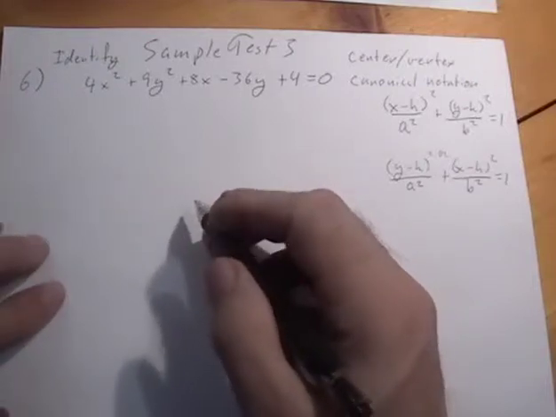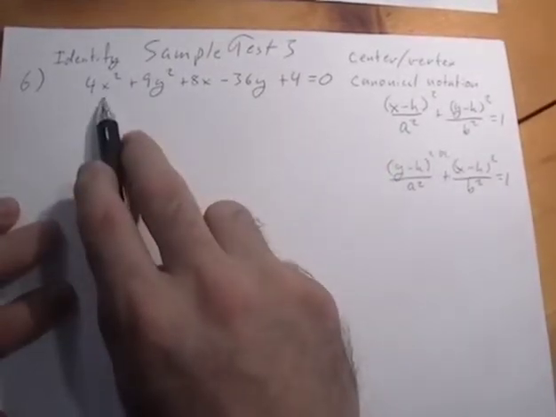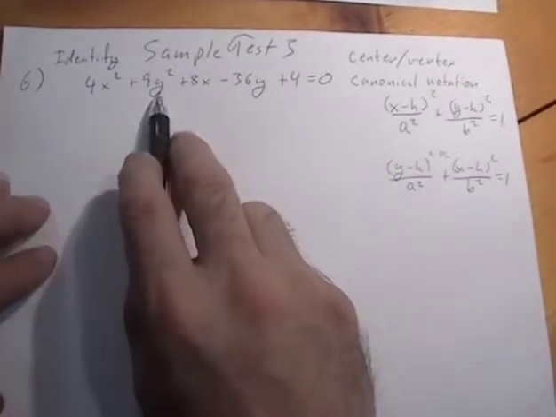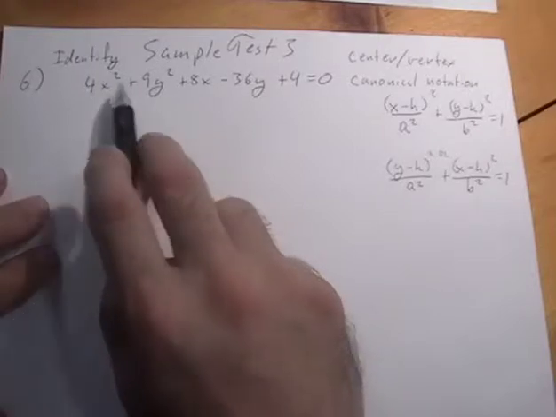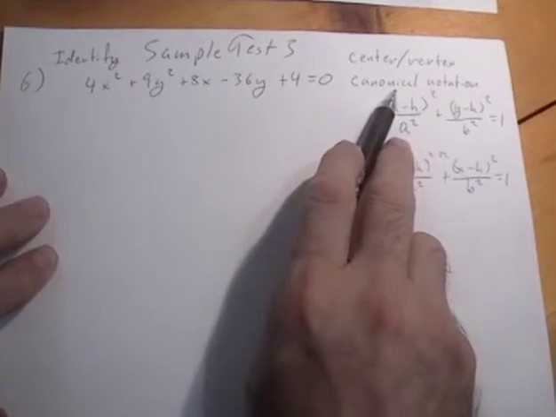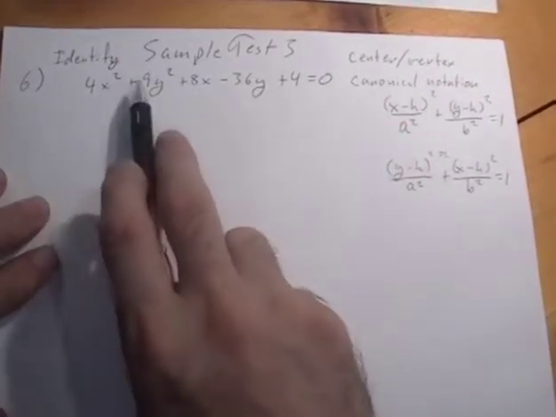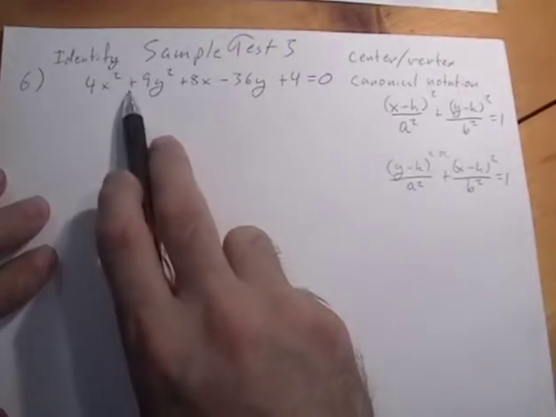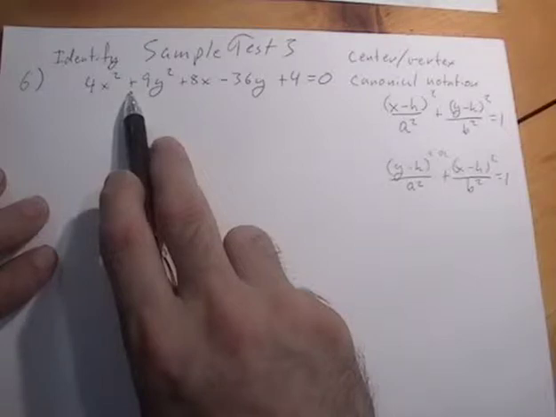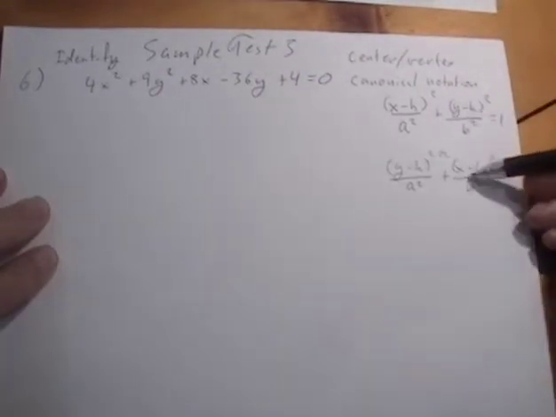Problem 6. Here I have an equation. It involves an x squared and a y squared term. I need to identify the type of graph, put it into canonical notation, and find its center or its vertex. Since I have both an x squared and a y squared, and since this is positive, I suspect it's going to be an ellipse. I still need to put it into canonical notation, but I'm going to drive to one of these two forms.